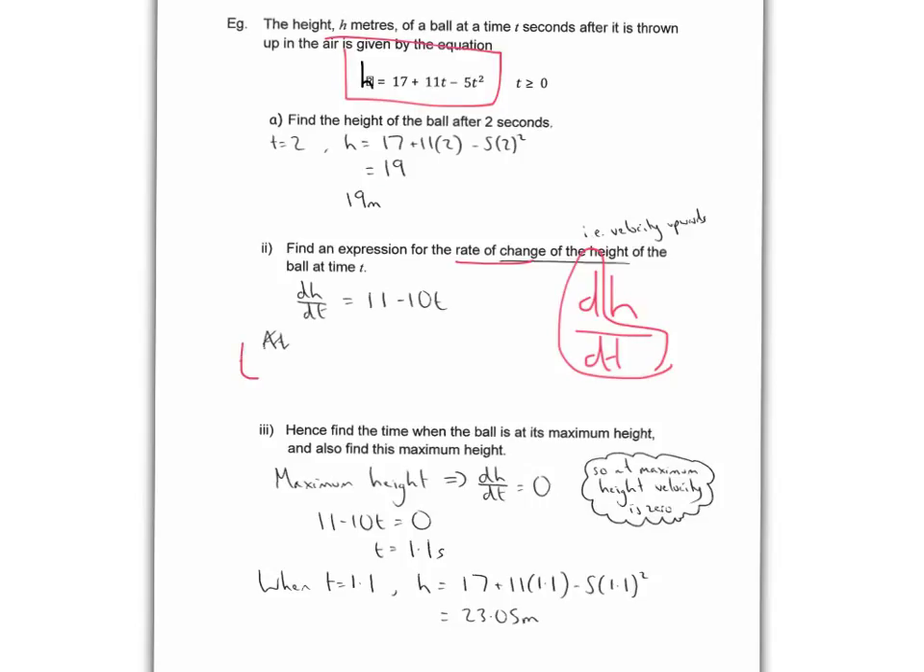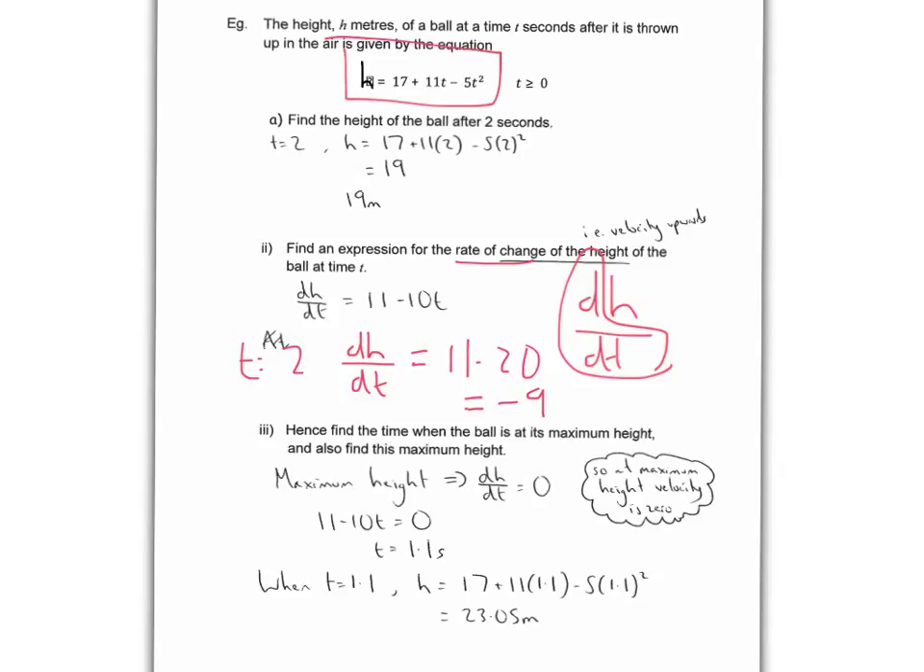So at t equals 2, I know that dh/dt, which is its speed, is 11 take away 20, which is going to be equal to minus 9. And so that means that its velocity is in the downwards direction, so it's actually going downwards. It's already reached its maximum height and it's on the way back down. Okay, so let's have a look at the final part of this question.